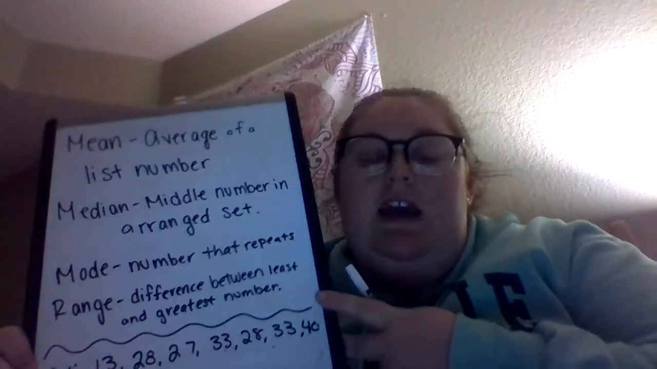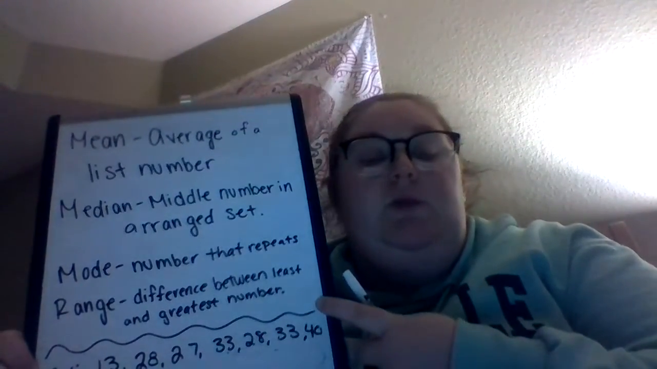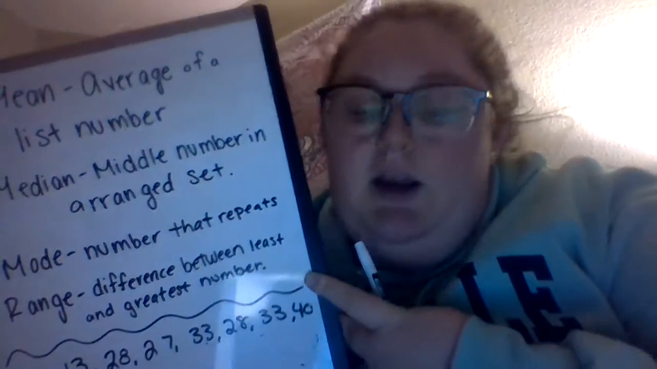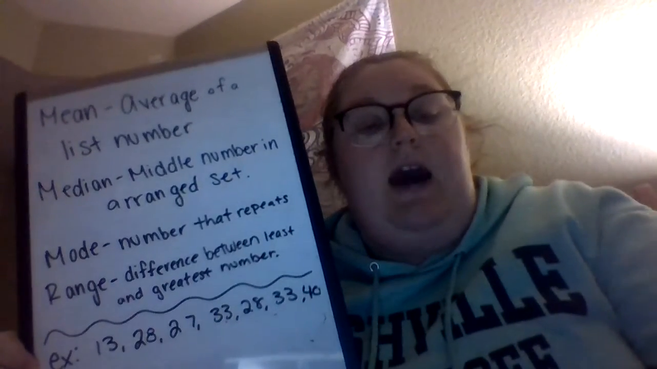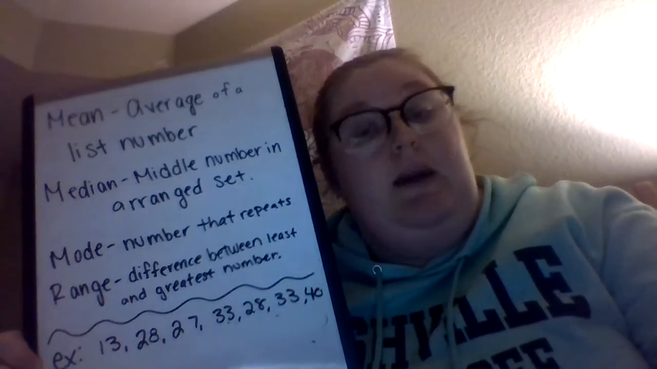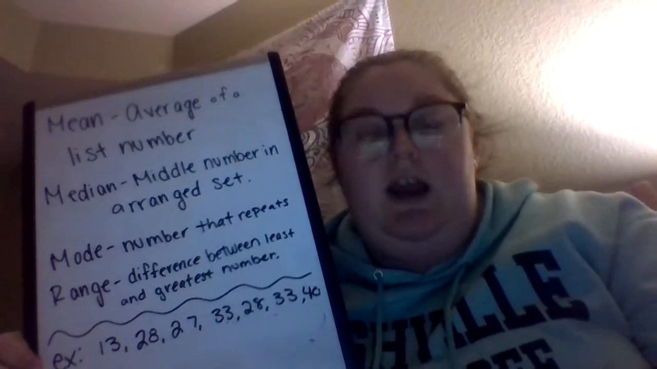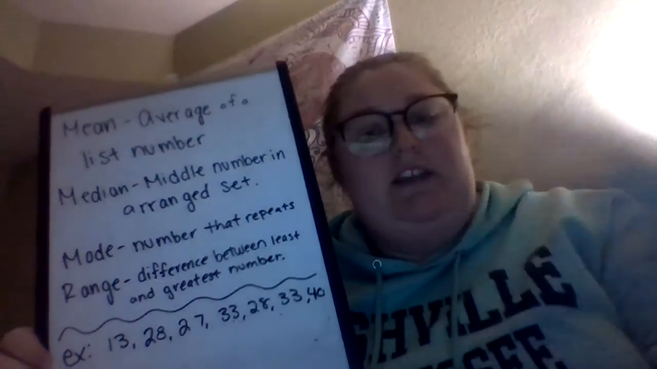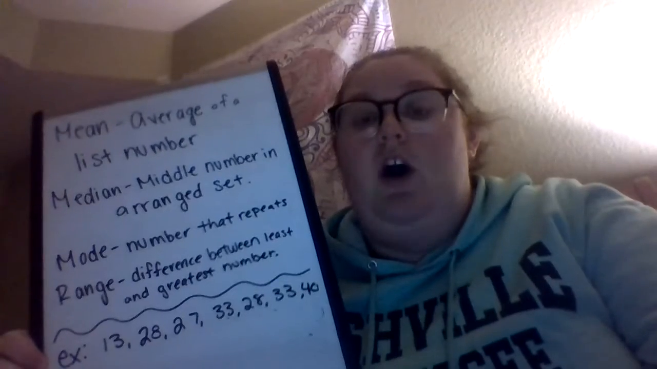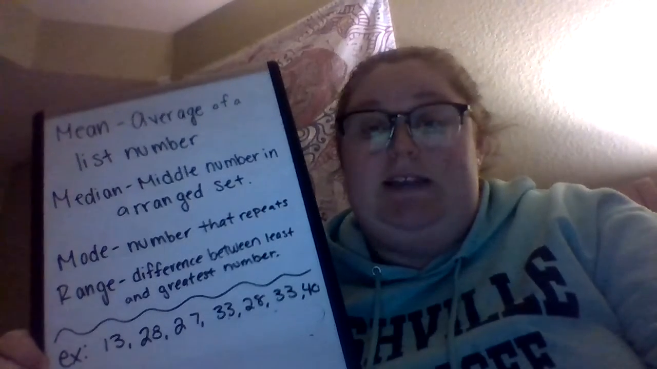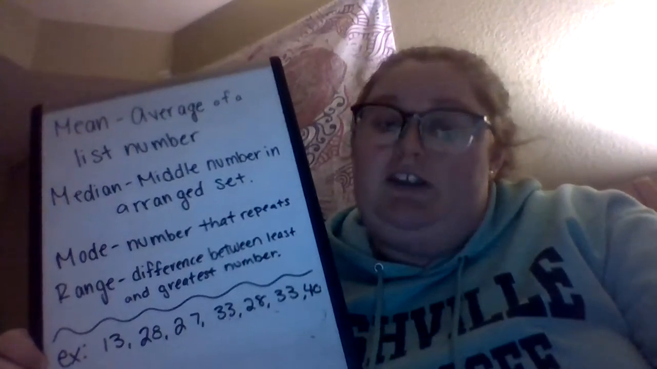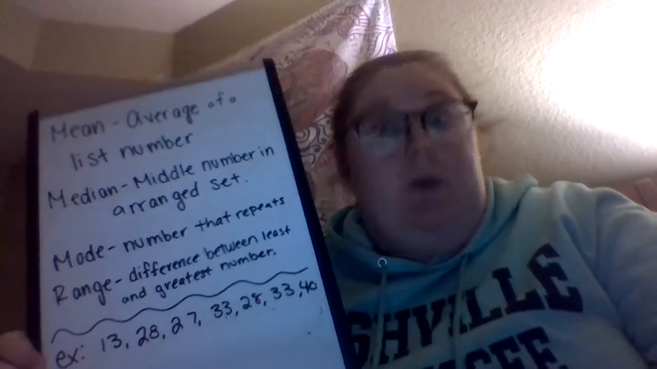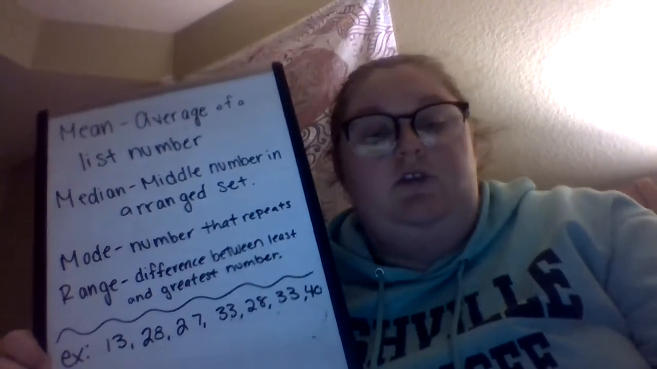And lastly is range. Range is the difference between least and greatest number. So, for example, if I have 25 as my least number and 50 as my greatest number, I need to find out what's the difference between the two. So I'm going to take my biggest number in my set, which is 50, and subtract 25, and I'd get 25. So my range would be 25.